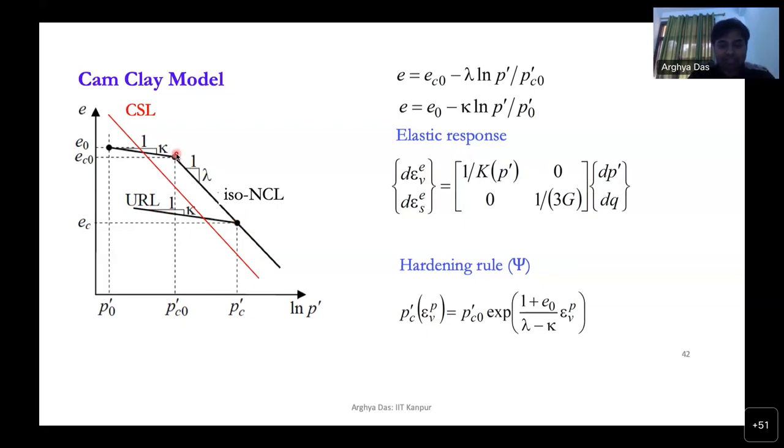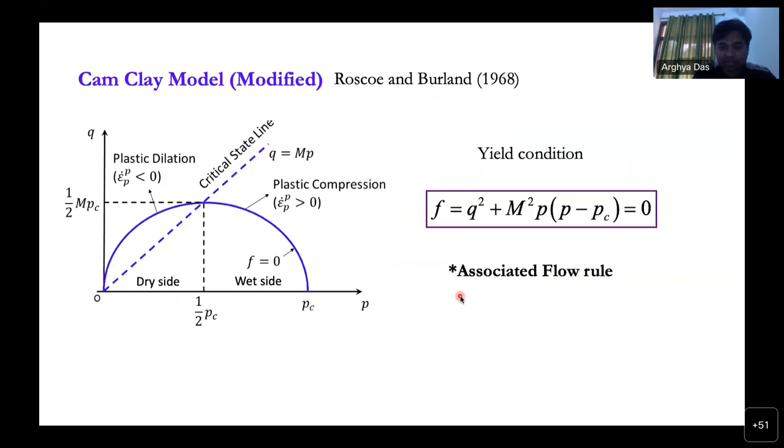So this p_c is nothing but governing the so-called hardening. And as we mentioned, we generally express this in terms of plastic strain. So p_c is a function of the plastic strain. So these are the parameters that we can see. One is the e_c0 point we have to figure out, and lambda, kappa, and 3G, these are the parameters.